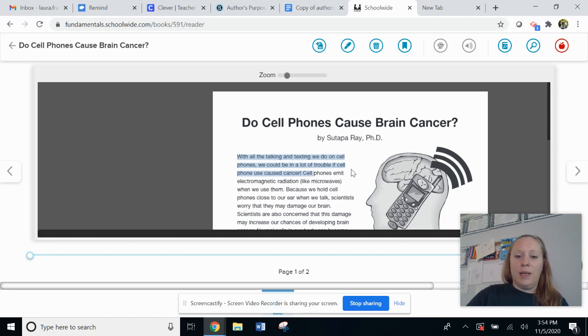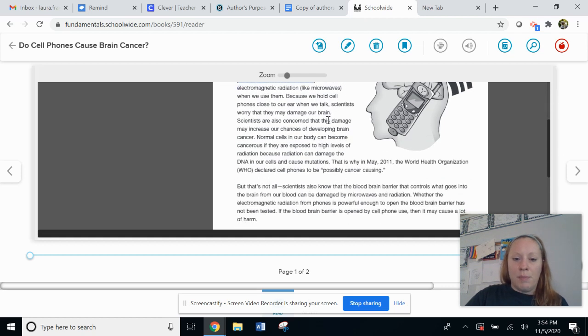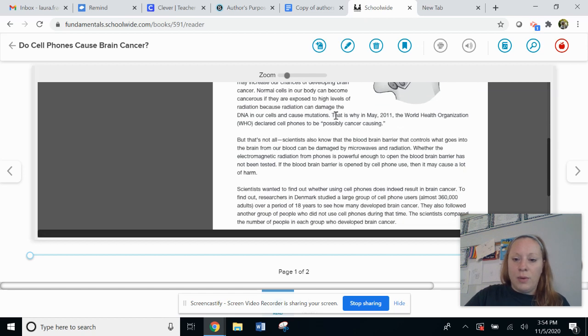It says with all the talking and texting we do on cell phones, we could be in a lot of trouble if cell phone use caused cancer. It talks about damage to our brain. It talks about the World Health Organization declaring cell phones to be possibly cancer causing. So actually, this right here would be some evidence to support our argument or to support our opinion that this article is mostly about cell phones possibly causing cancer.